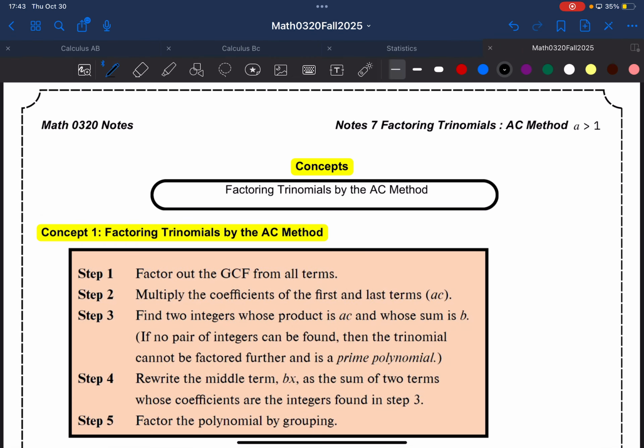Okay, so note 7 is going to be factoring trinomials. So we're still factoring trinomials like we did yesterday, but now you're going to notice that our a values are going to be different numbers. They're not just going to be 1. Okay.